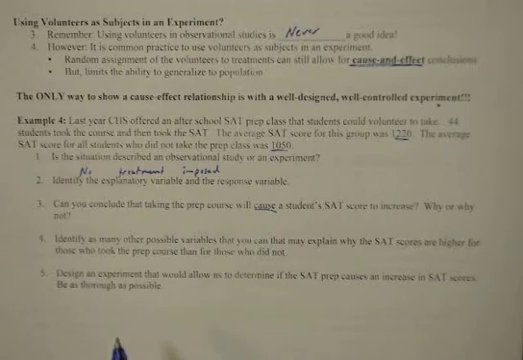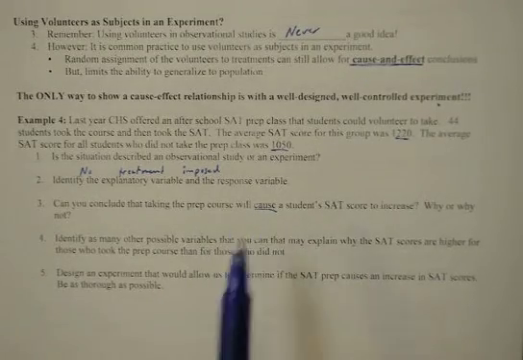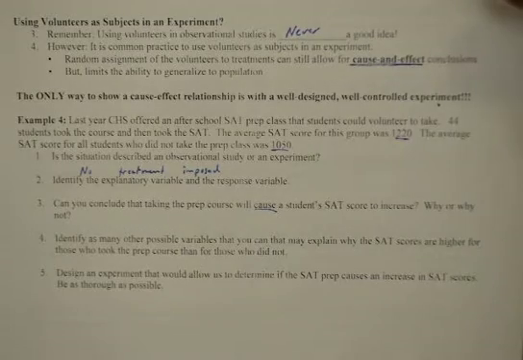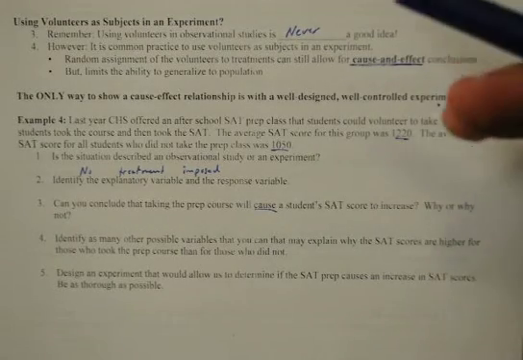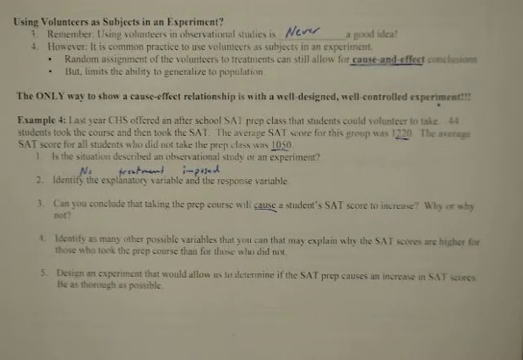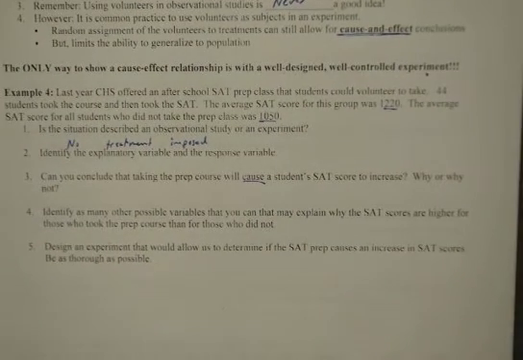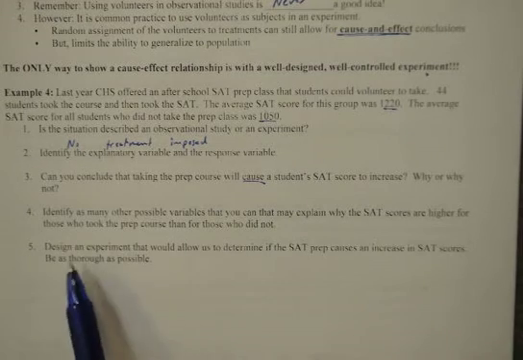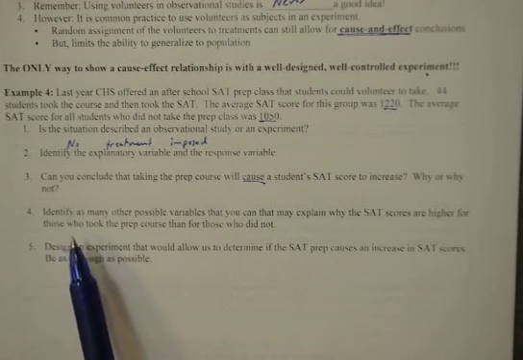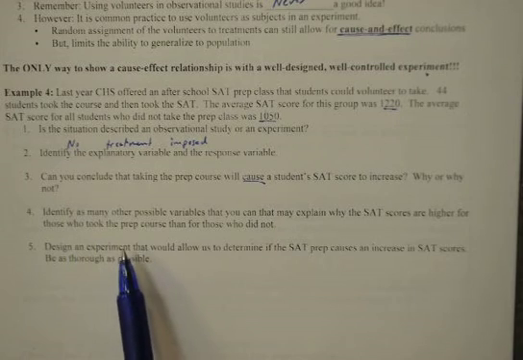What we need to do is do an experiment. If we want cause and effect, you need to randomly assign some students to take the prep course, randomly assign some students to not take the prep course, and then compare the results of that. And then you have to think of blocking. Are there other confounding variables that could affect that? Number 4, what are the other confounding variables?